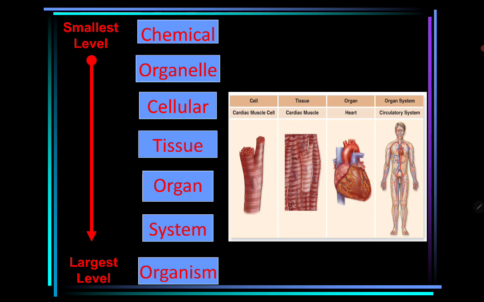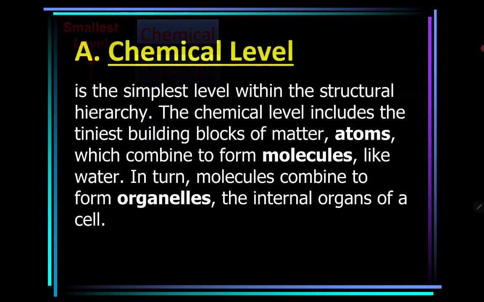So here is an overview of the levels of organization. The smallest level is the chemical, followed by organelle, the cellular, the tissue, the organ, system, and organism. So let's discuss these levels one by one. First is the chemical level.